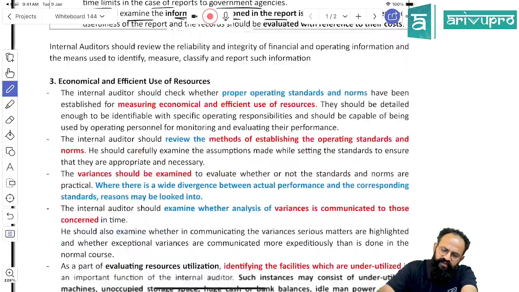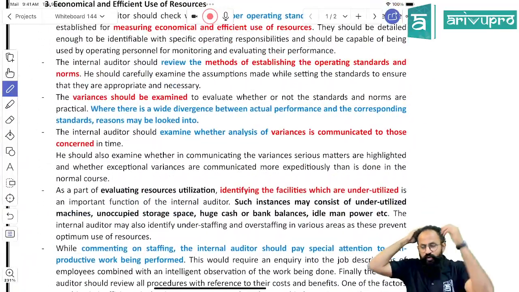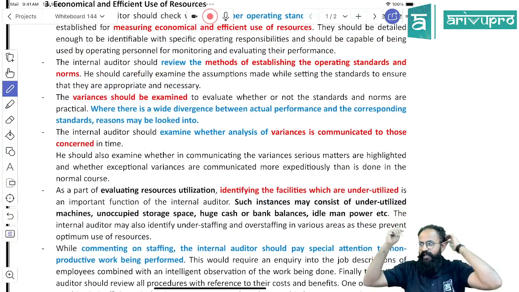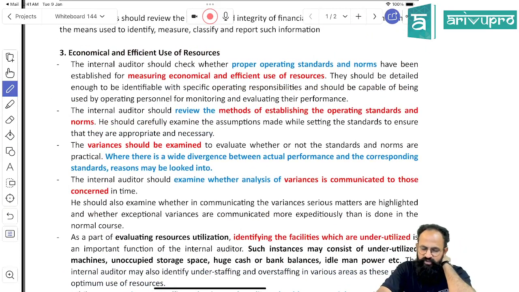Okay. The third one, sir. See, the third one is so huge. They have given, actually in your book only, it's a big paragraph. I have tried to break it into points. Even then I felt this is not serving. So I'll show what I did. Economic and efficient use of resources.